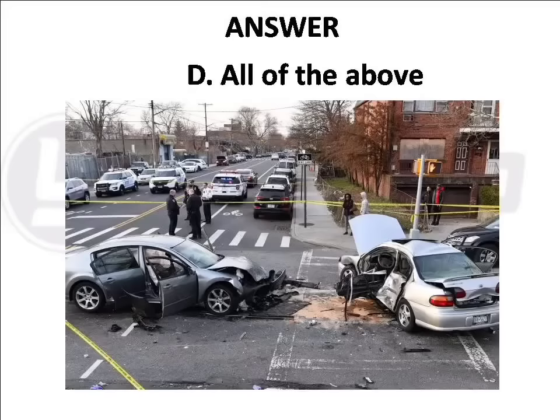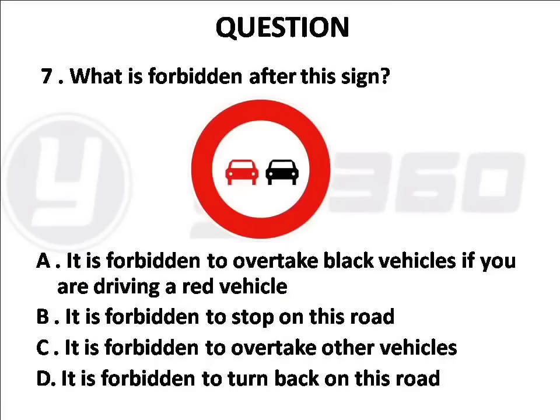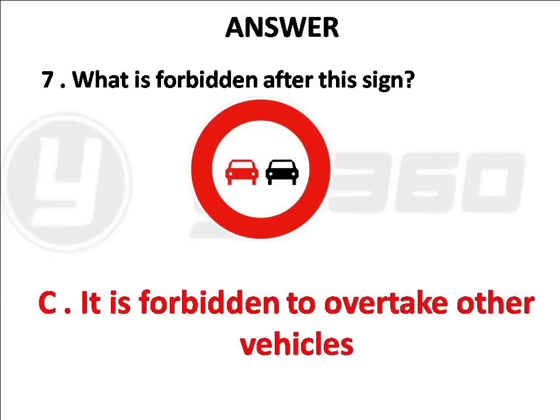Question number 7. What is forbidden after this sign? The options are: A, it is forbidden to overtake black vehicles if you are driving a red vehicle; B, it is forbidden to stop on this road; C, it is forbidden to overtake other vehicles; D, it is forbidden to turn back on this road. The answer is option C, it is forbidden to overtake other vehicles.